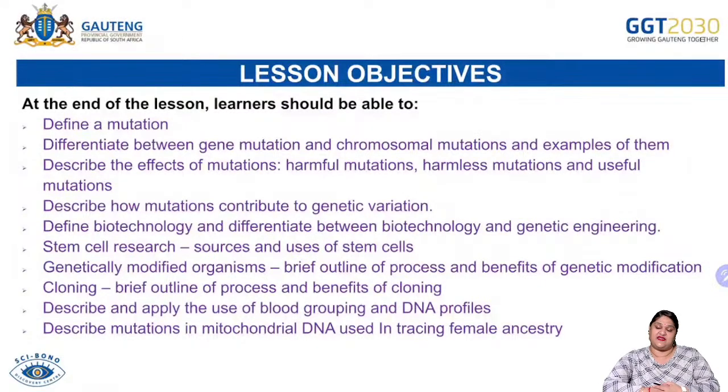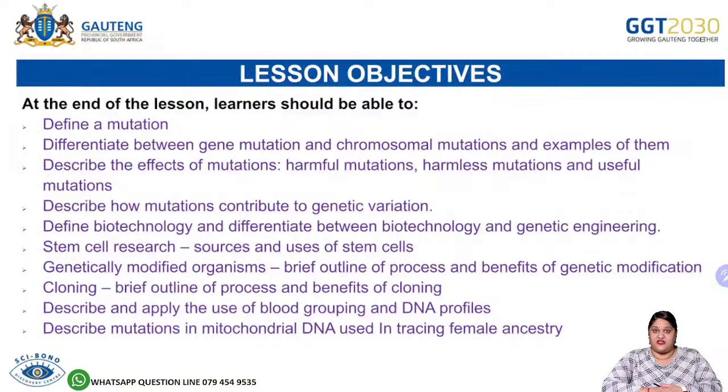So let's get right into it with our lesson objectives. At the end of this lesson, you should be able to do the following. You should be able to define a mutation, differentiate between gene mutation and chromosomal mutations, and you need to know examples of them. Describe the effects of mutations, and there are different effects. There are harmful ones, you get harmless ones, and useful mutations. Describe how mutations contribute to genetic variation.